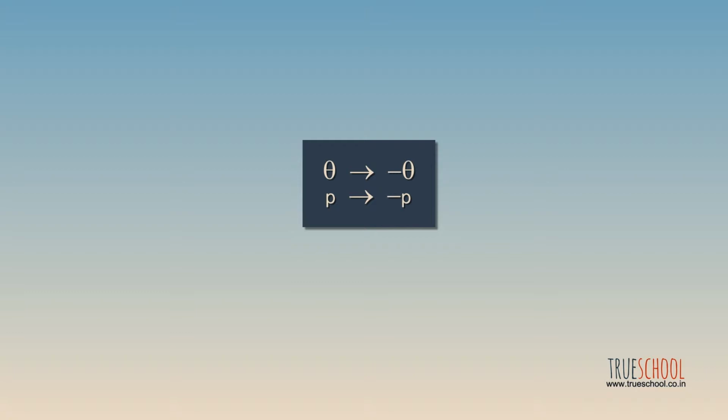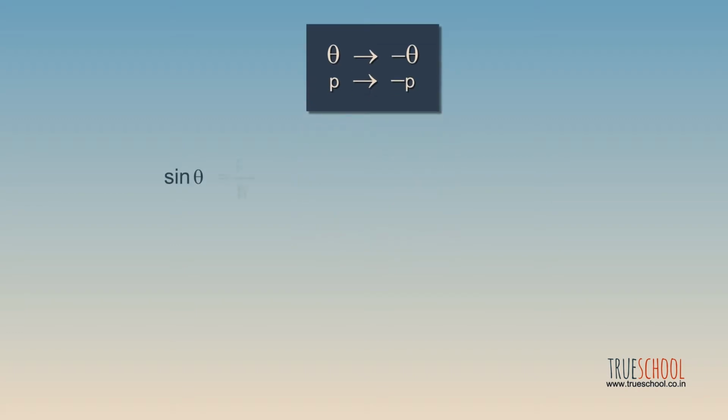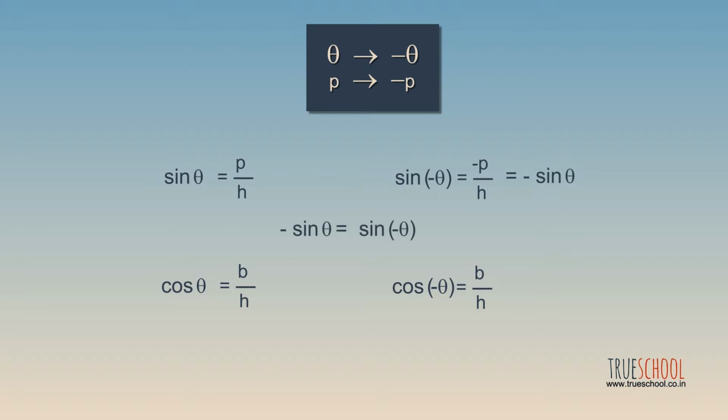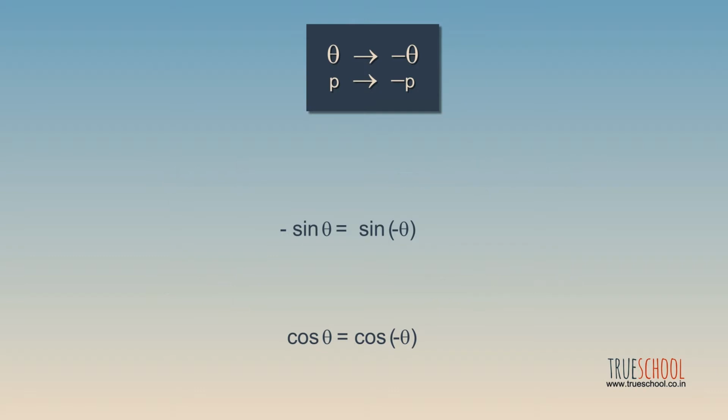And we already know that the hypotenuse, which is the length of this arrow, is always positive. So if sine theta is p by h, sine minus theta will be minus p by h. And if cos theta is b by h, cos minus theta will still be b by h. This is because only p changes its sign. So finally we can compare the values of sine theta and sine minus theta. We can see that they are opposite in sign. Similarly, if we observe the values of cos theta and cos minus theta, we see that they are the same. This is a very important relation we should remember.